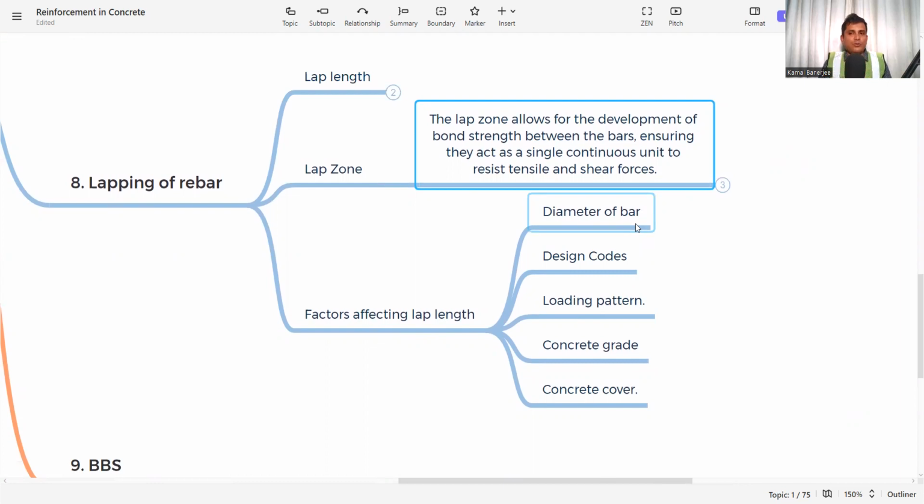So the lap or splice zone is very crucial, and we need to finalize it as per the loading pattern, as per the bending moment and the shear force. We have to decide the lap length and then accordingly splice inside the concrete so that the stress can be developed easily and no crack is found. These are the lapping.